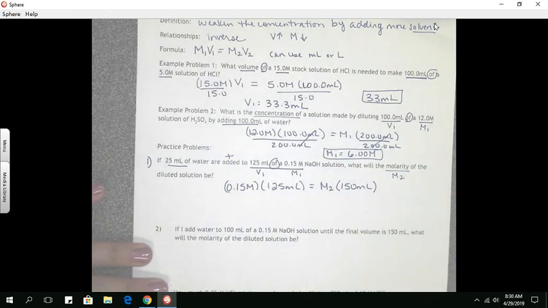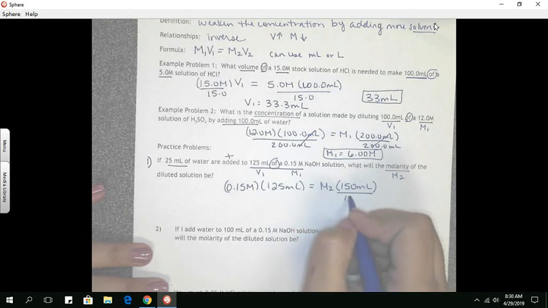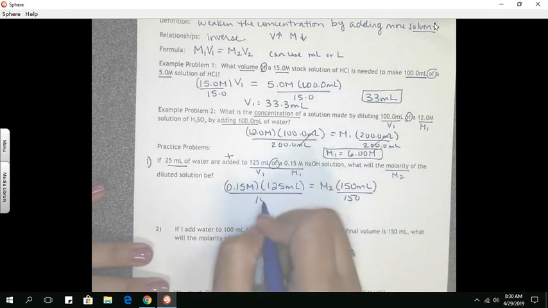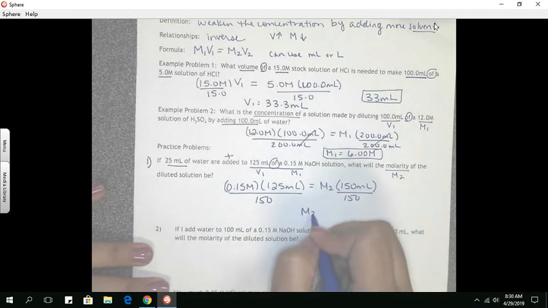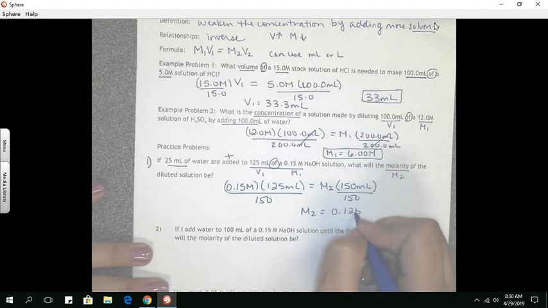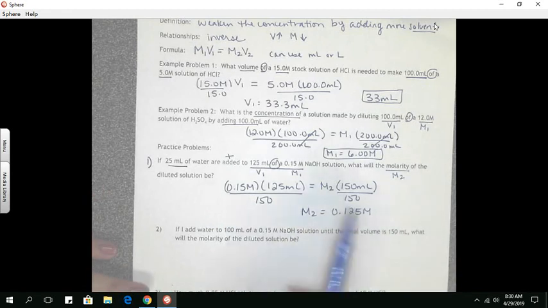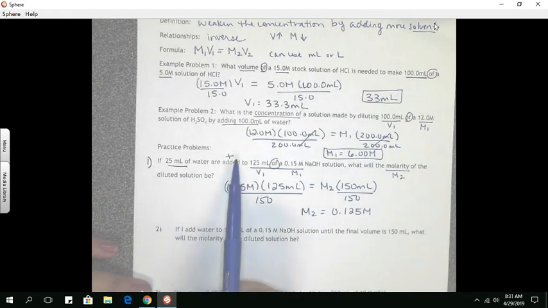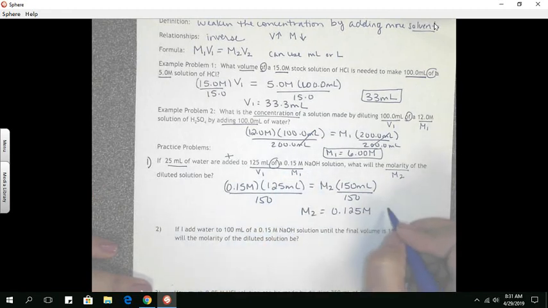So when we add those together, we multiply and then divide. Right, we're going to divide by 150. And so our new molarity is going to be 0.125. Now let's look at our significant figures. We have 2 here, 3 here, and 2 here. So we need to round this to just 2. So we get 0.13 molar.